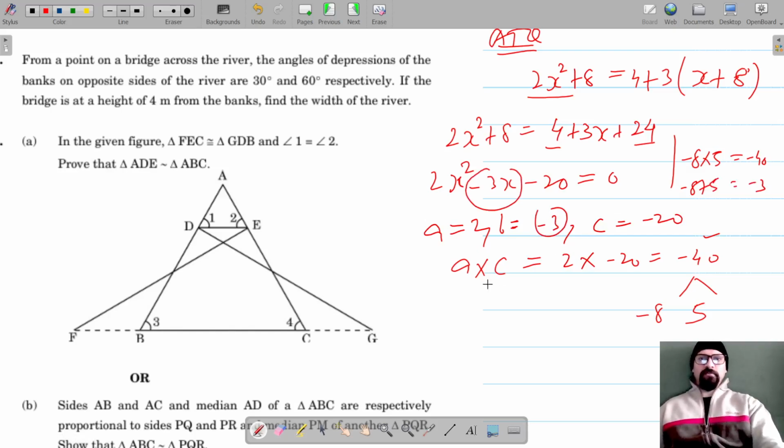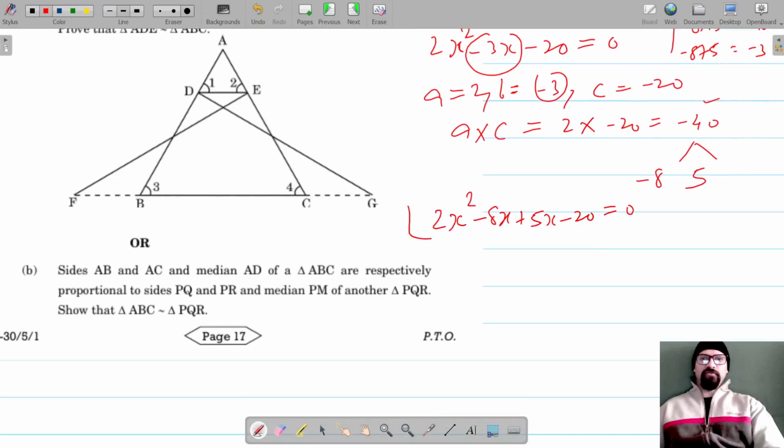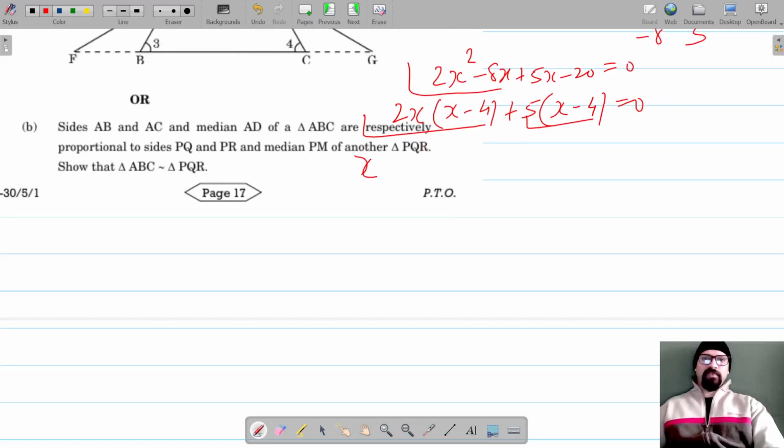So I'm going to split the middle term and write it as 2x squared minus 8x plus 5x minus 20 is equal to 0. For these two terms, common is 2x, so this is x minus 4. Here common is 5, so x minus 4 is equal to 0. For these two terms, common is x minus 4, and we are left with 2x plus 5 is equal to 0. So these are the two factors.